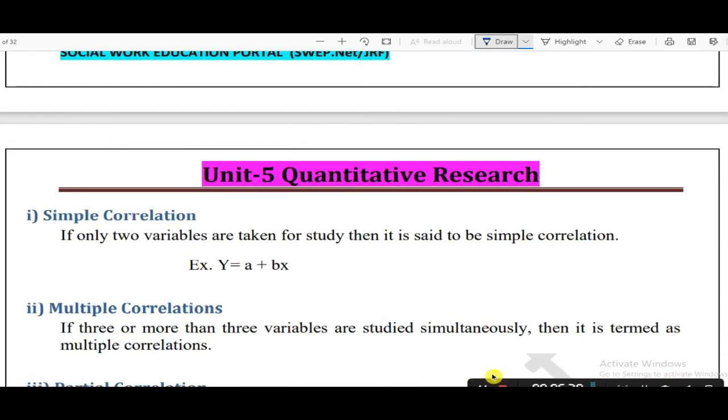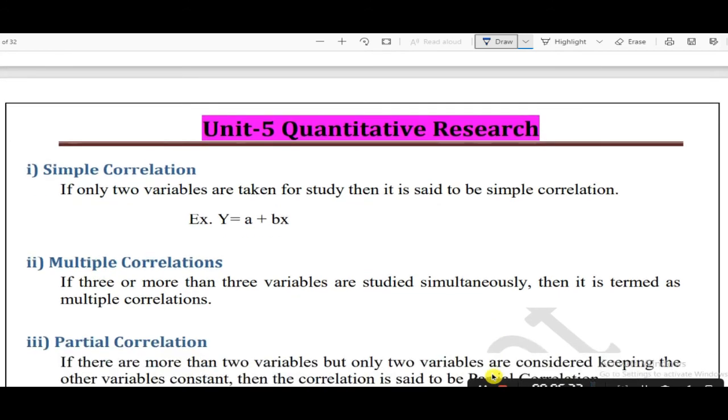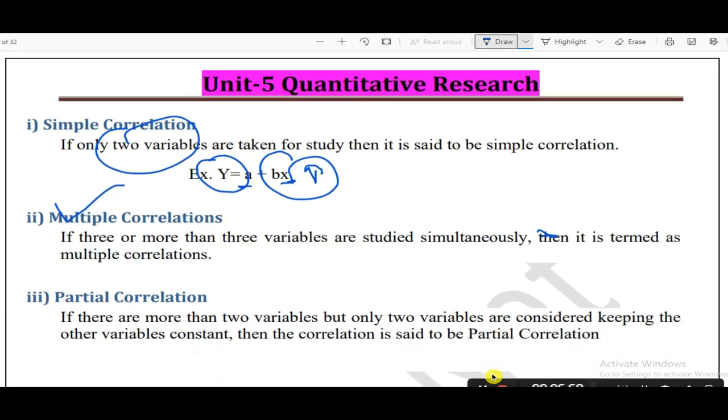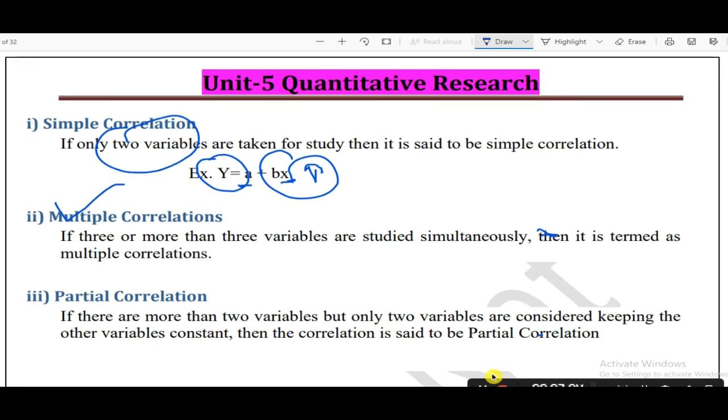Now the next: simple correlation, multiple correlation and partial correlation. Simple correlation is when you have only two variables, like y equals a plus x. If you change x, the y will change. There are only two variables that you take for the study, so that is said to be simple correlation. Multiple correlation is when more than two variables are studied simultaneously. And partial correlation is when there are more than two variables, but only two are considered, keeping the other variables constant.